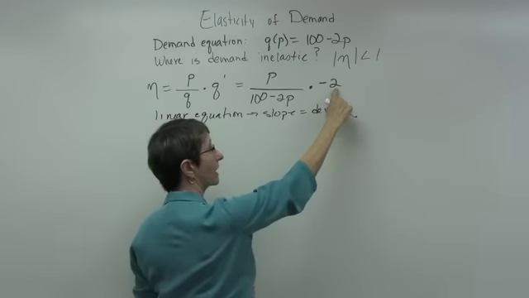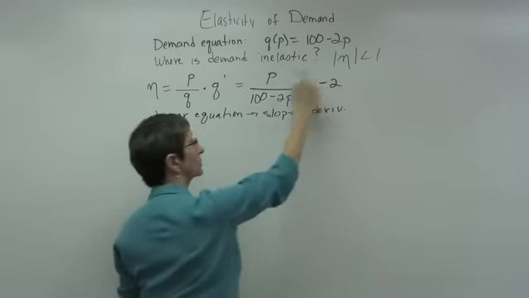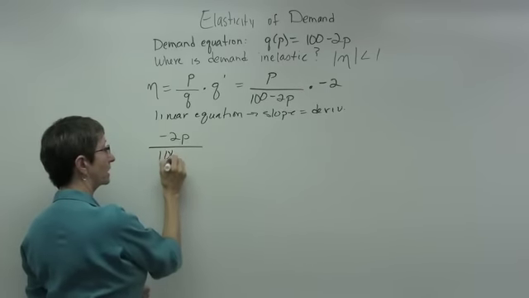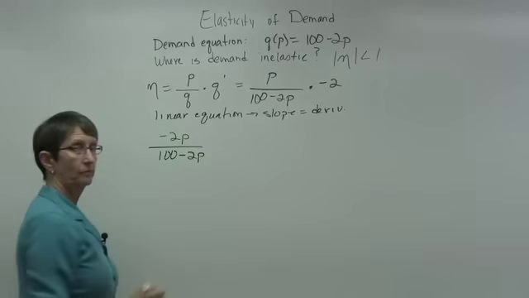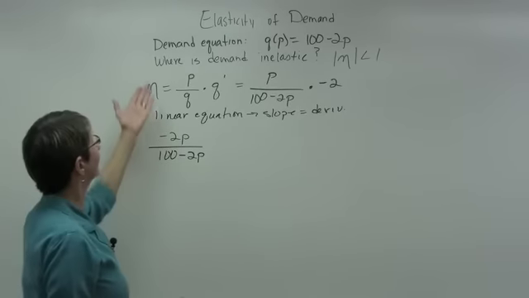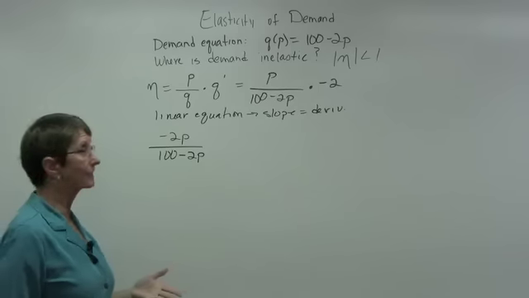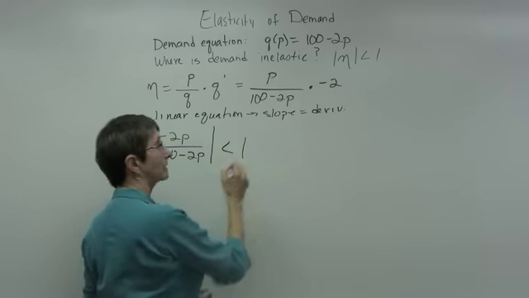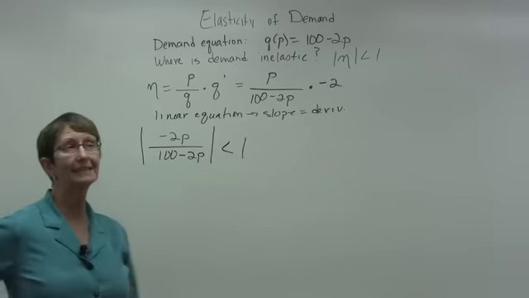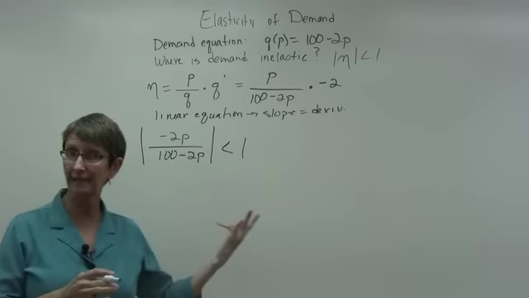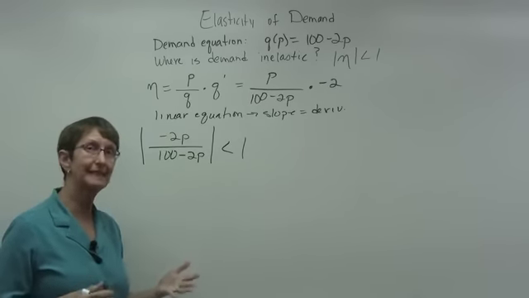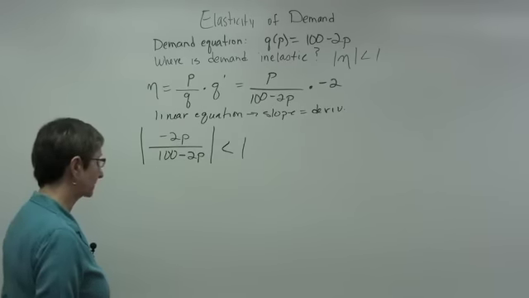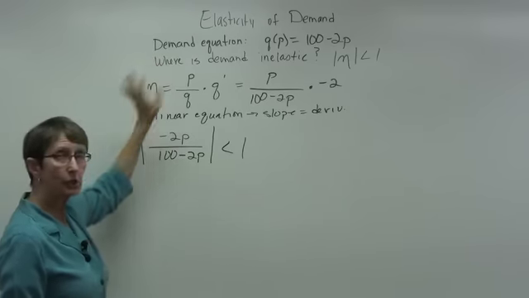Remember, when you multiply by a constant, you don't multiply the denominator, just the top. Negative 2P over 100 minus 2P. To solve this problem to find out where demand is inelastic, we take the absolute value of that less than 1. Now, I can't solve an equation or an inequality with an absolute value symbol in it. I have to remove the absolute value. So let's think about that a little bit.